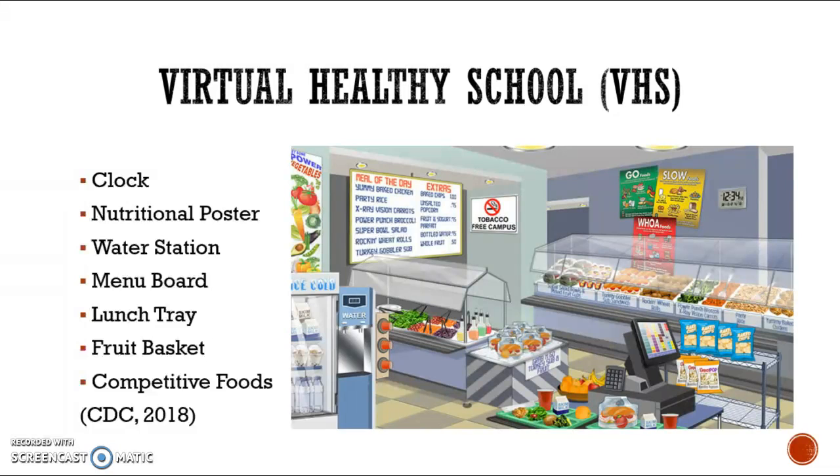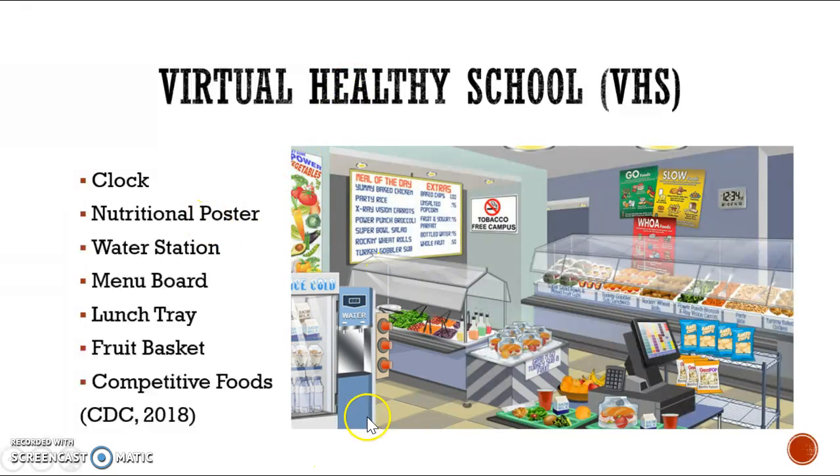Go contains the foods that you can eat on a daily basis. These include your fruits, vegetables, healthy foods. Slow is every once in a while. And the whoa is you should rarely eat, which includes pop, sodas, sugary foods and things like that, and fried foods as well.